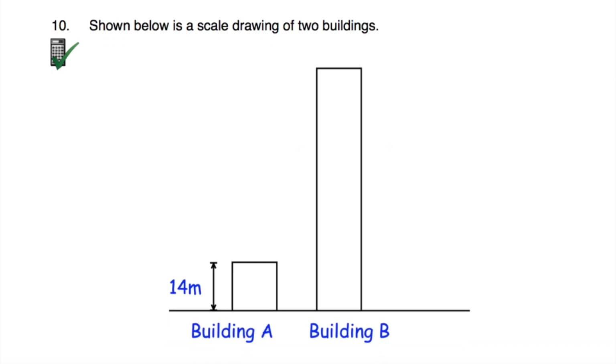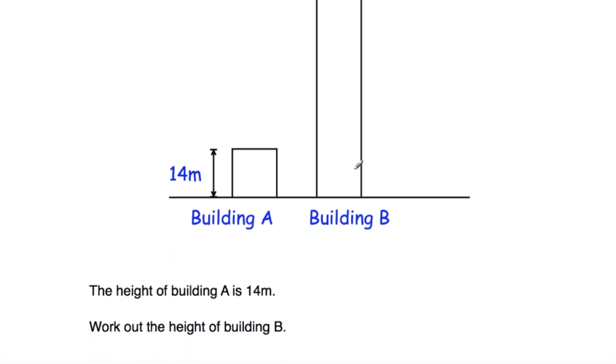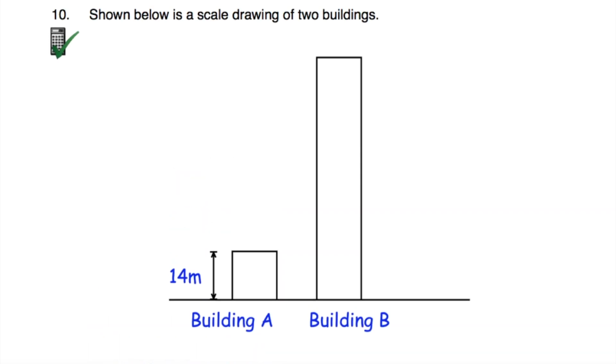Okay, let's look at our next question, question number 10. Question number 10 says, shown below is a scale drawing of 2 buildings. So we've got building A and building B, and we're told that building A has a height of 14 meters. The question says the height of building A is 14 meters, work out the height of building B. So we want to work out the height of building B.